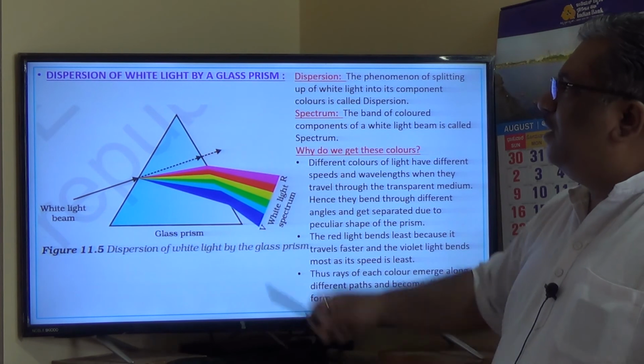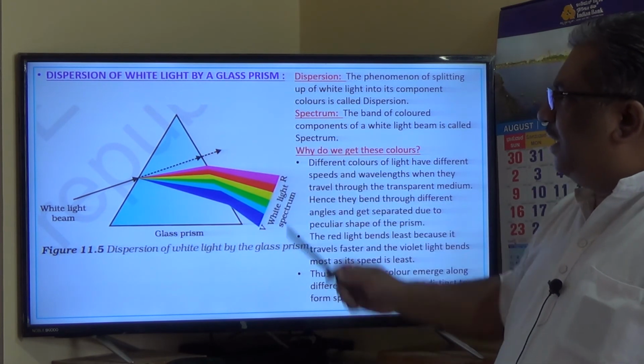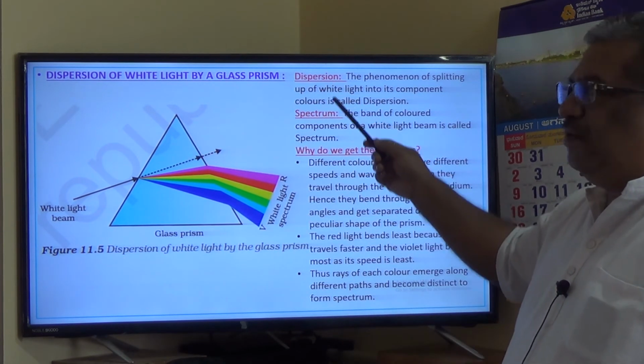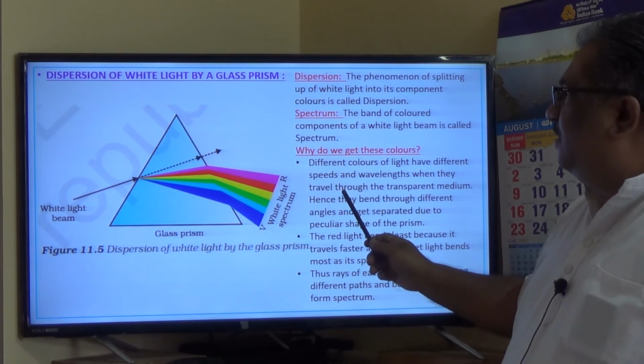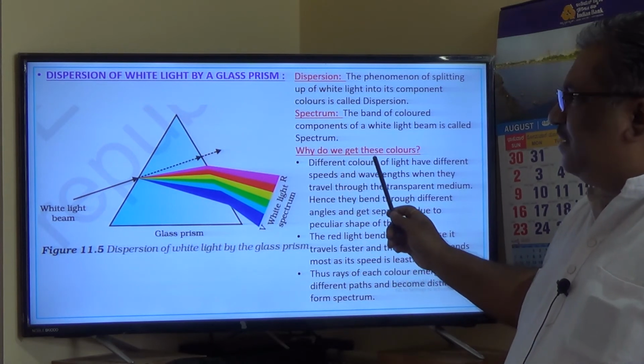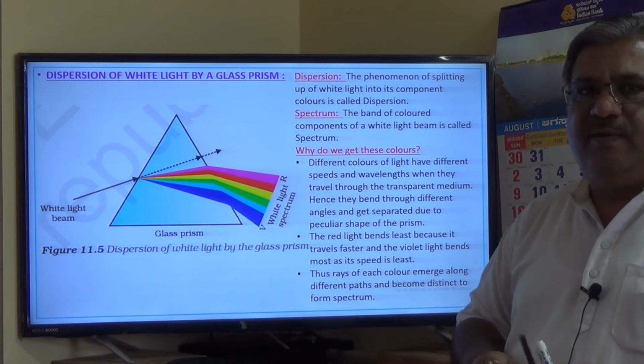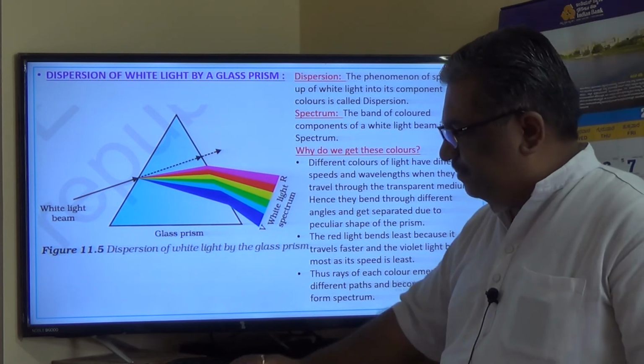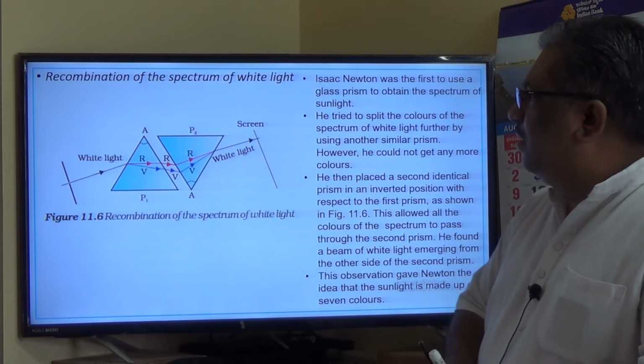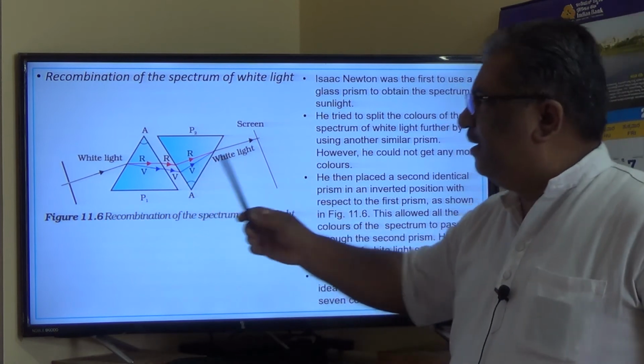So we have understood the dispersion of white light by a glass prism. What is dispersion? What is the spectrum? Why do we see these colors? I hope till now you have understood very clearly. Next. This is a very peculiar thing here.